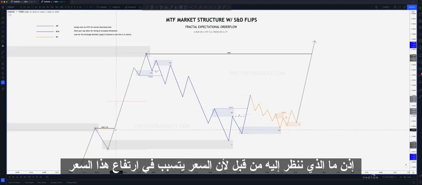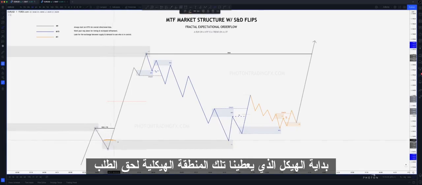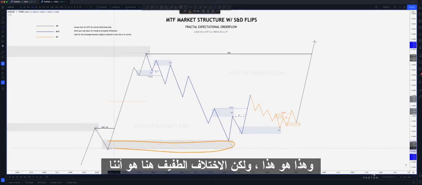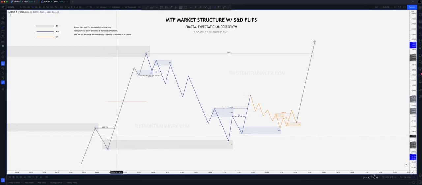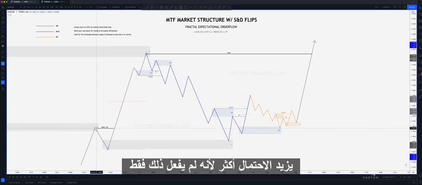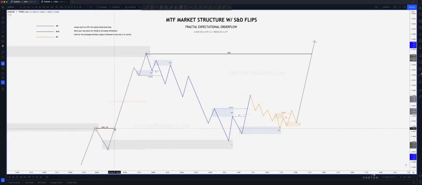So what did we look at before? Because price caused that higher high and caused that break of structure, that gives us that structural area of demand, right? So that's just standard, and that is what this is. But the slight difference here is that we understand that it's also a supply to demand flip, which increases the probability even more. Because not only did it cause a break of structure, what did it do?